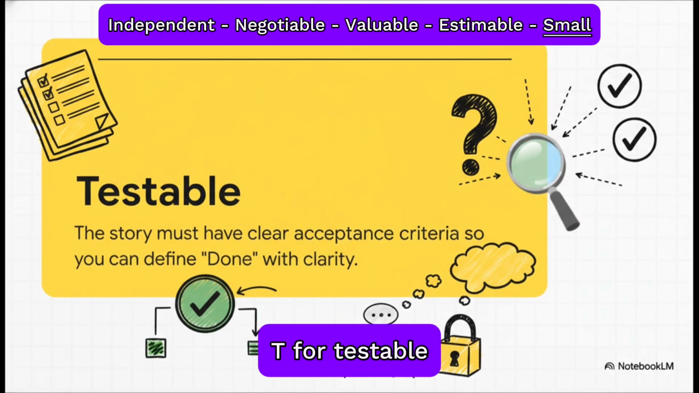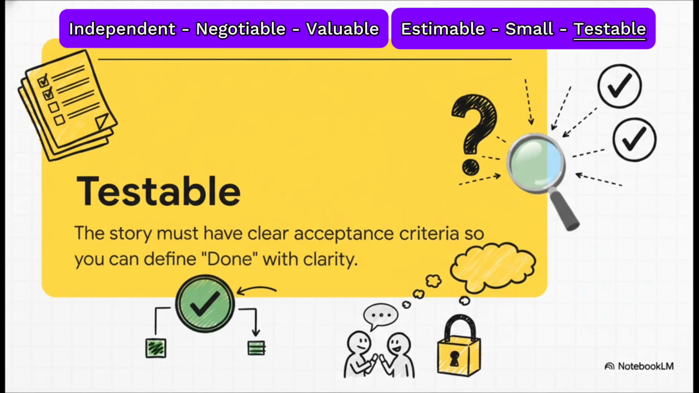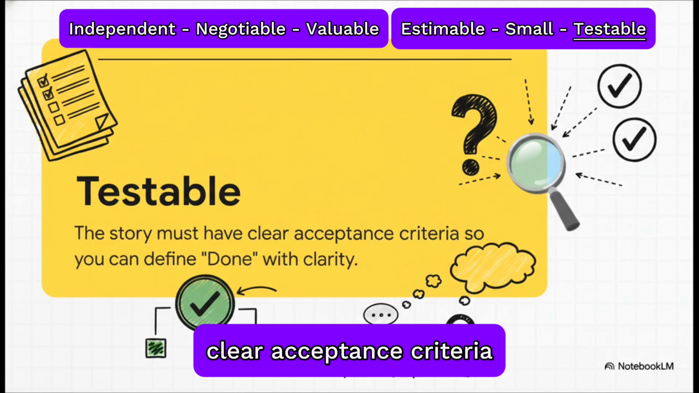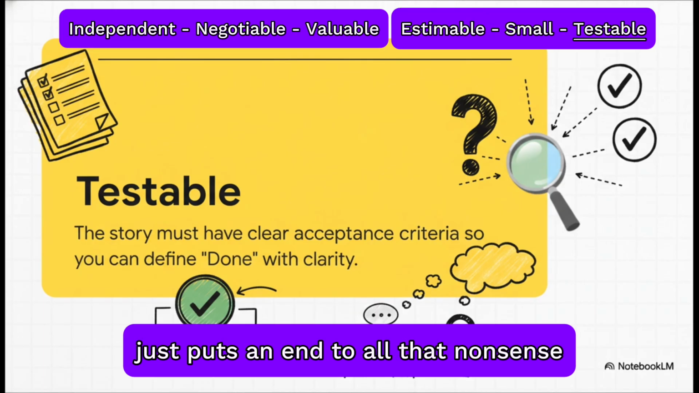And finally, we have T for testable. A story has to be testable. That means you have clear, agreed-upon criteria for what done actually looks like. Without this, you get that classic, maddening debate. Is it finished? Well, it works on my machine. Clear acceptance criteria just puts an end to all that nonsense.